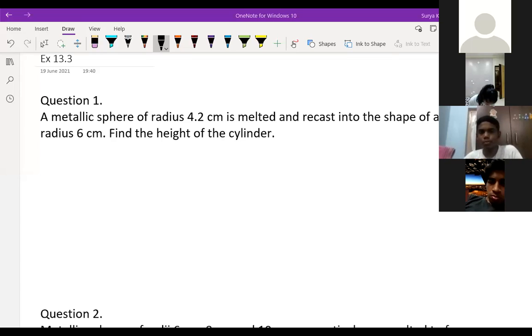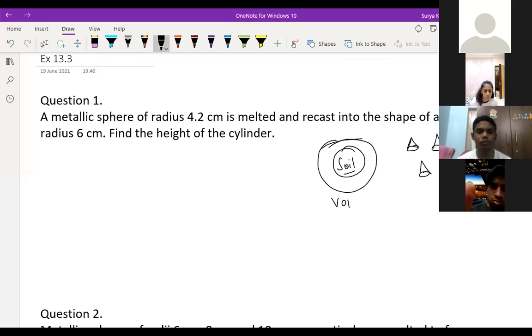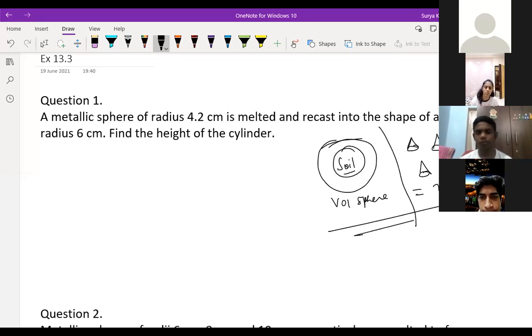See children, in this type of questions, suppose you are having any spherical thing, say mittika, soil, and this is like loose soil. You can make a cone, or whatever, with the help of this. It means the volume of this sphere equals the volume of those cones, both will be the same only, right? This is the concept we are going to learn in this exercise.